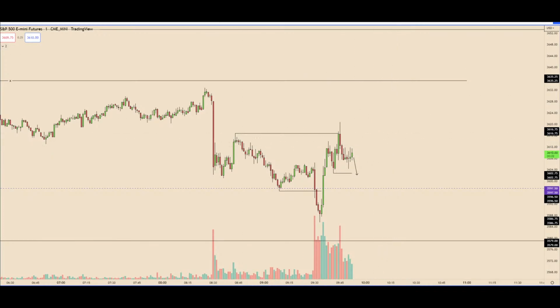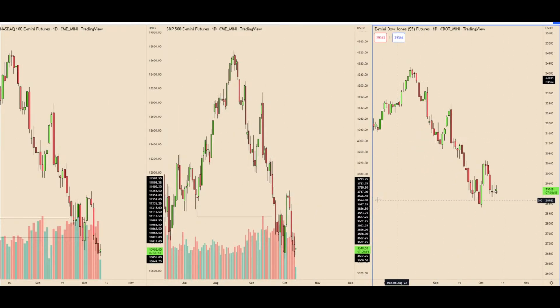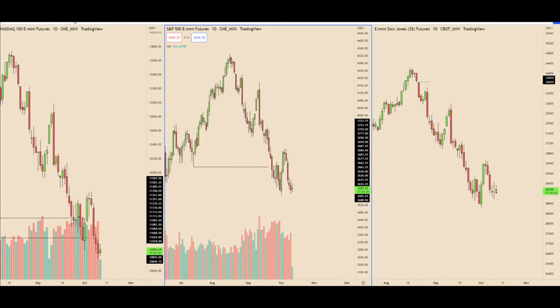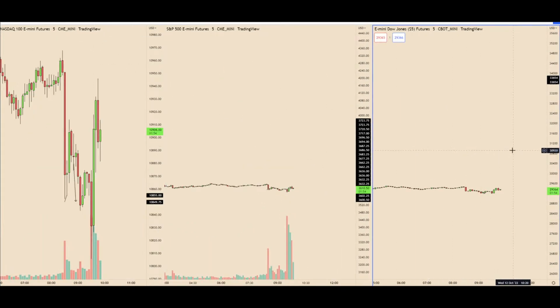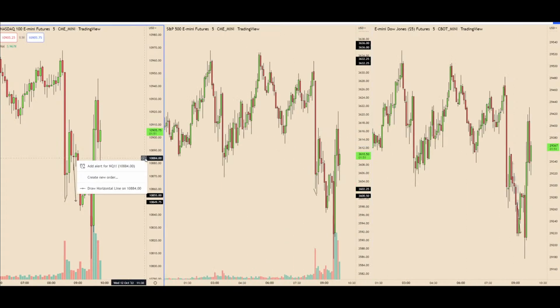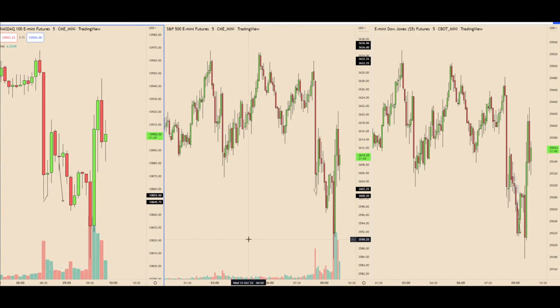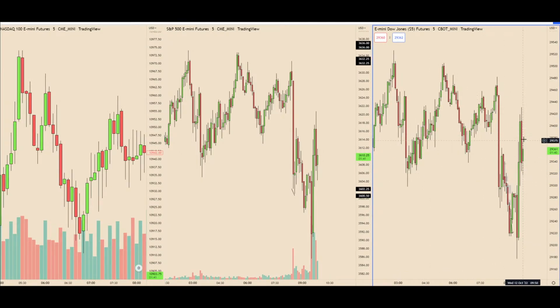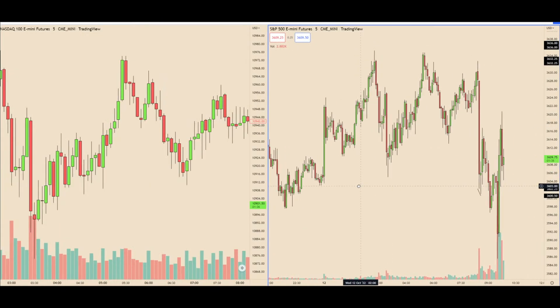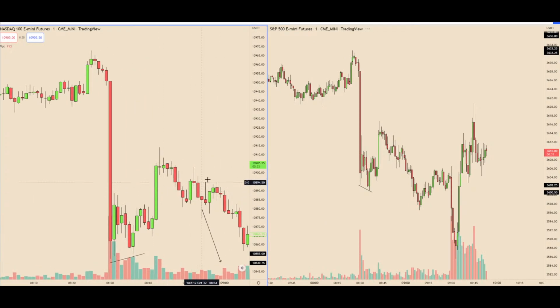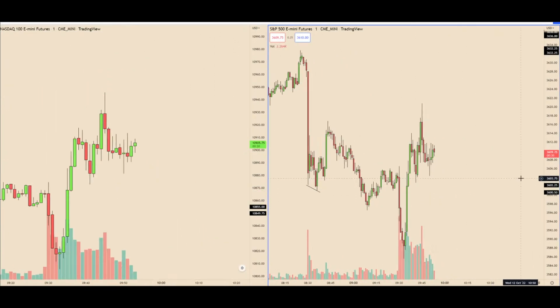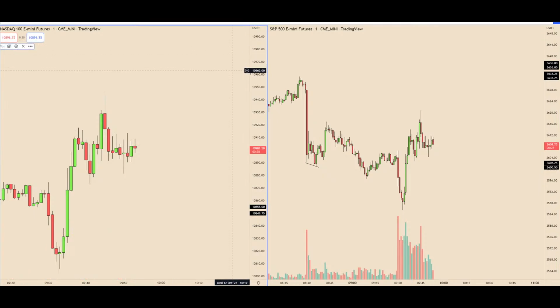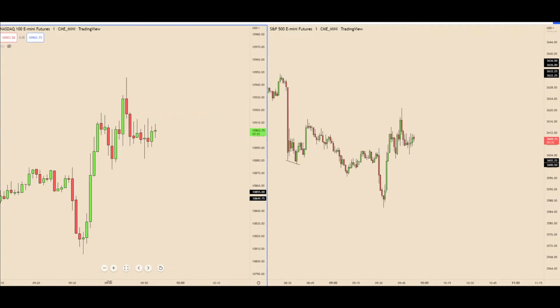I don't even watch US 30 really normally, right? Normally I just sit on lower time frames on ES and NAS, because a lot of times US 30 does whatever the hell it wants. It can be leading, but a lot of times I'll just sit on these two, right? Because they normally give me what I look for. I'm going to turn off volume on these, so I don't need to see it.